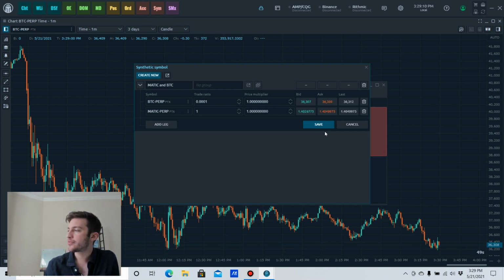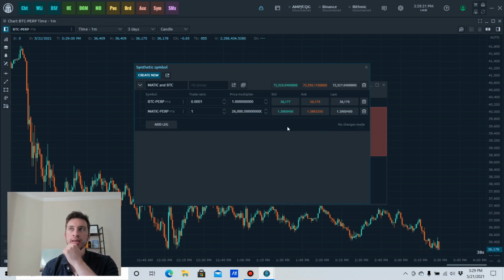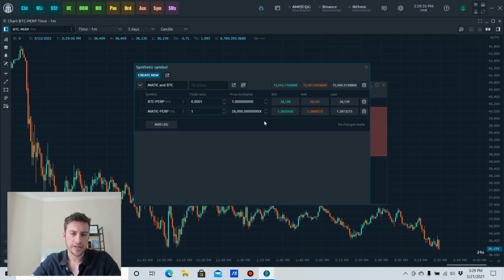It looks like about 26,000 Matic are equal to 1 BTC. I know that number will change, but for demonstration purposes, I'm going to put that in here. What this is basically saying is that this portfolio is 50%, which means that we hold 1 Bitcoin and 26,000 Matic, which is about a 50% portfolio. So let's just see, what can we do with this information? How would it have performed with this kind of setup?